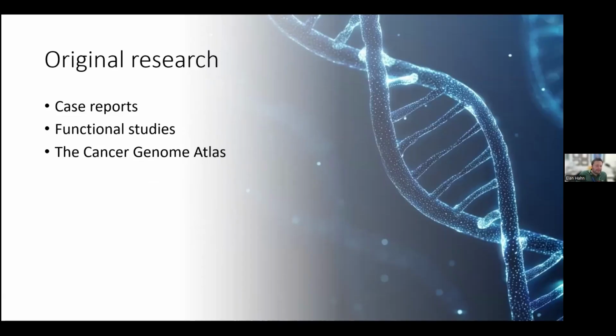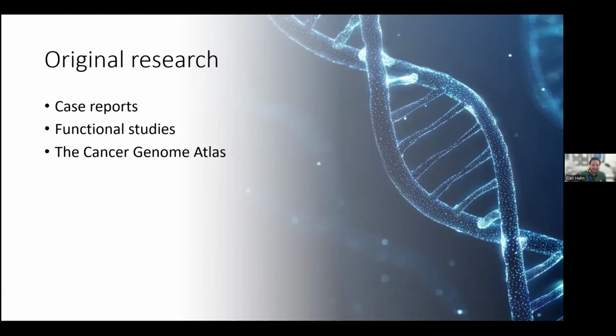So original research is also a way we could look into specific variants. So those could be case reports, functional studies, or larger studies like the TCGA. And when providing information and clinical annotations for a novel variant from the literature, it's important to report the nature of the evidence, the study type and sample size, the type of data. Is it DNA, RNA data? Is it tumor only or paired? And its relevance to the tumor type based on the paper that you're reading.